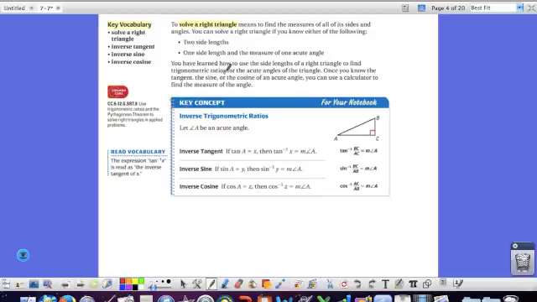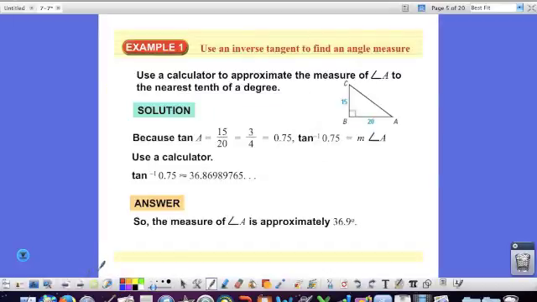So we have some key concepts that we need to go over. Once you know the tangent, the sine, or the cosine of an acute angle, you can use a calculator to find the measure of that angle. So basically, if tangent A equals x, so if you found this ratio, then the inverse tangent of x would equal the measure of the angle. We can do inverse sine and inverse cosine. I think it'll make more sense as we use it.